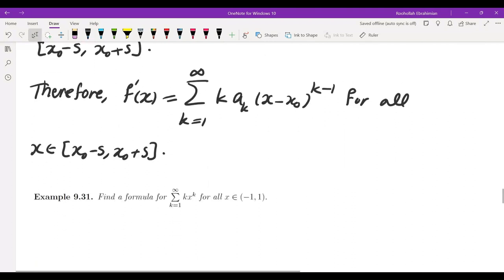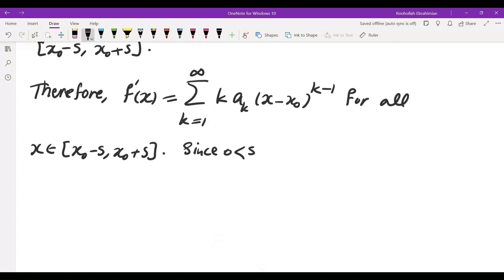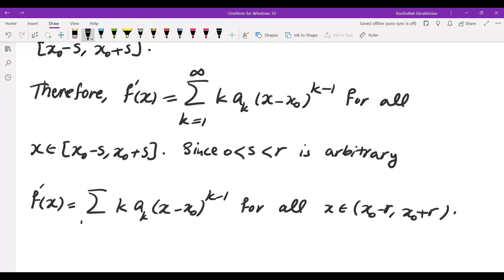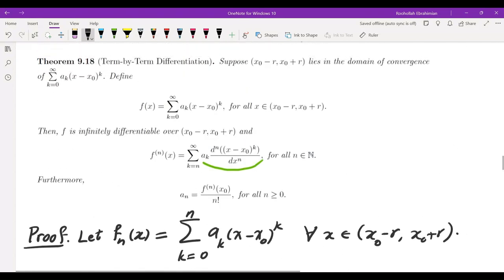But this s could be anything less than r. Since s between 0 and r is arbitrary, f prime of x, its derivative, is equal to the sum k a_k (x minus x naught) to the power of k minus 1 for all x from x naught minus r to x naught plus r, k equals 1 to infinity. Okay, so we showed that the derivative of f is in fact a term-by-term differentiation.